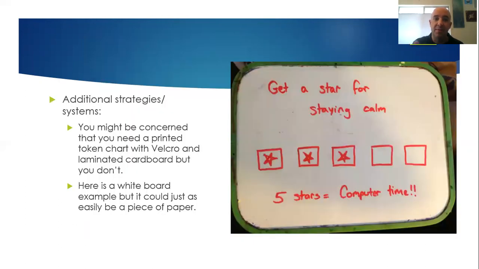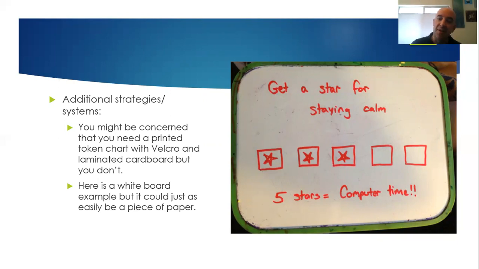But I also want to go through here too. This isn't as bare bones as it's going to get, but you might be concerned looking at all these other charts. Oh, I need to print things out. I need laminating. I need Velcro. You really don't. This is an example of a whiteboard, and a very well-used whiteboard. You can see it's pretty abused, but this is the same thing. Again, you don't have a physical token, but you have your 5 boxes. You have your stars, and what they're earning is that computer time.